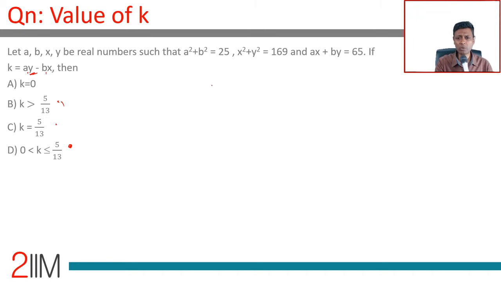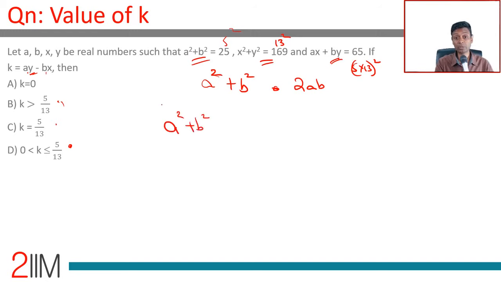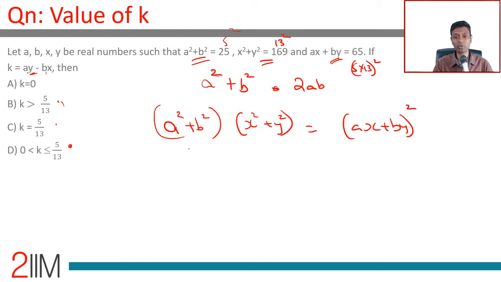There's going to be some form of comparing a square plus b square with 2ab involved. A square plus b square minus 2ab, a square plus b square plus 2ab, something like that. Right, so now think about this. This is 5 square. This is 13 square. This is 5 into 13 the whole square. If I square this and multiply these two, I should get the same: a square plus b square into x square plus y square is equal to ax plus by whole square.